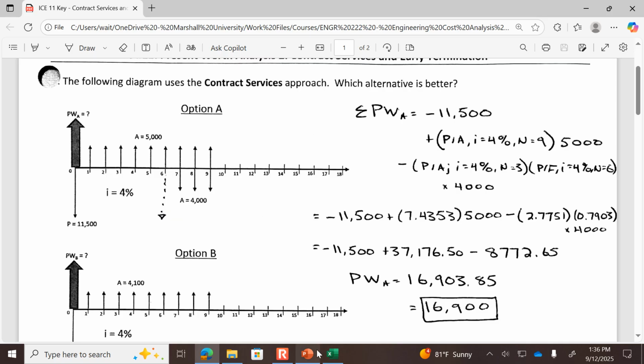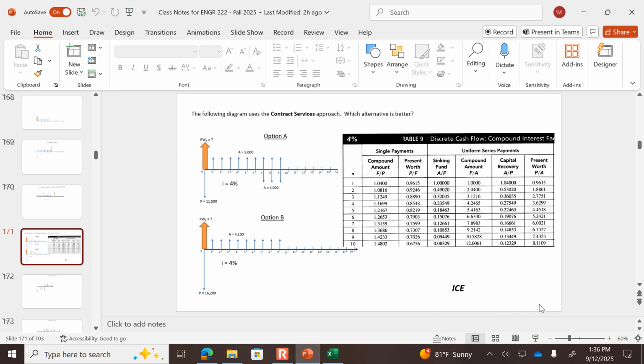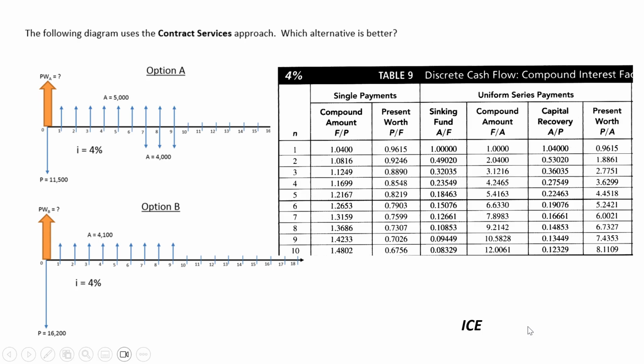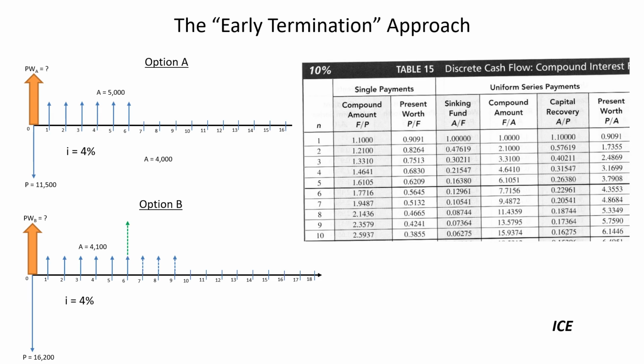All right. So that's contract services. Everybody gets the main idea there. We want the study period to be the same for both options. One of them was too short, so we make it longer. The other thing we can do is take the one that's too long and make it shorter.